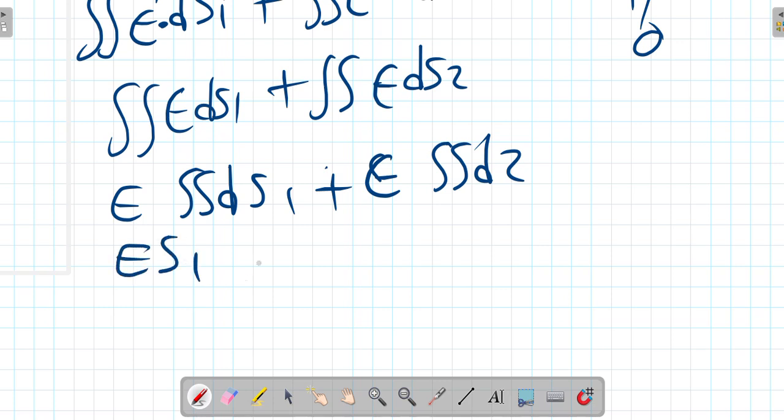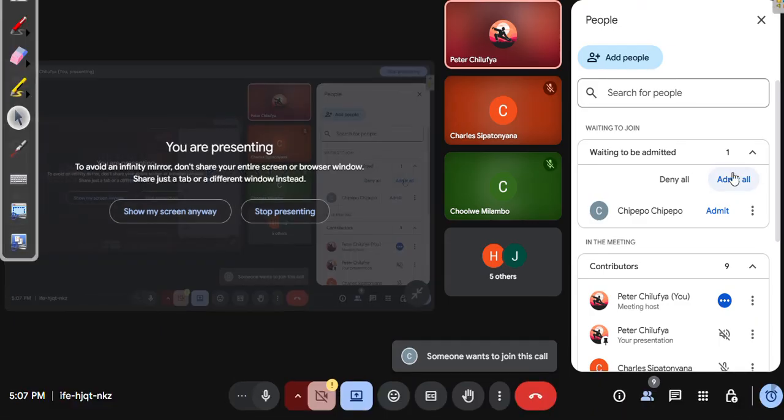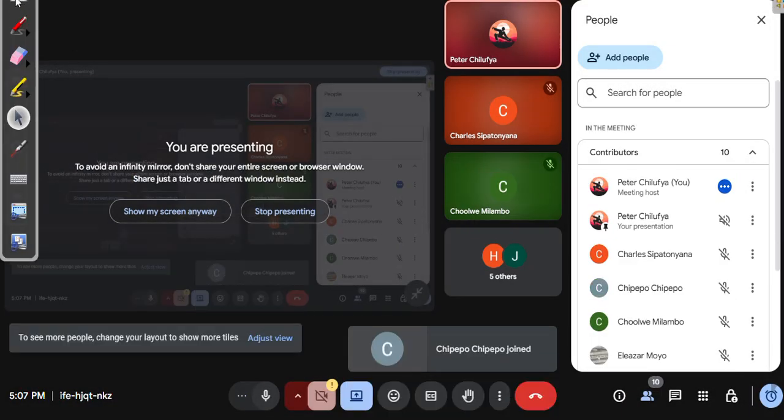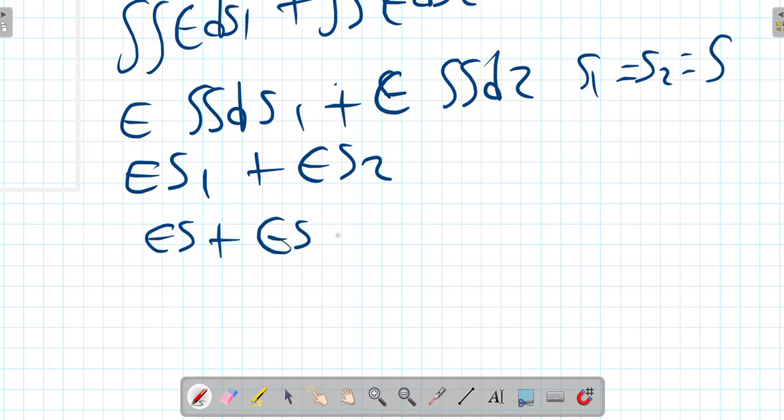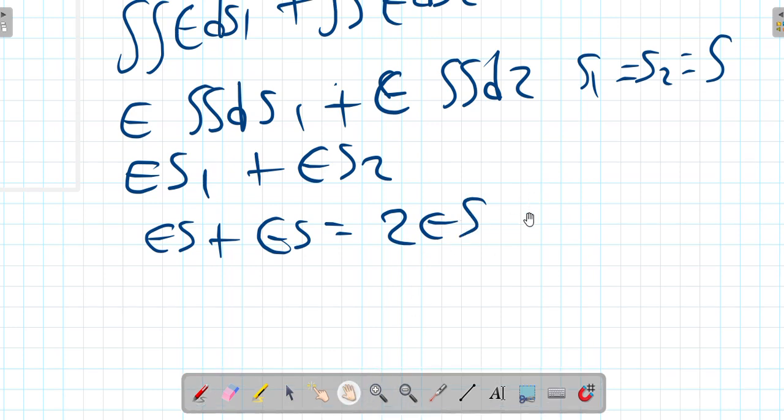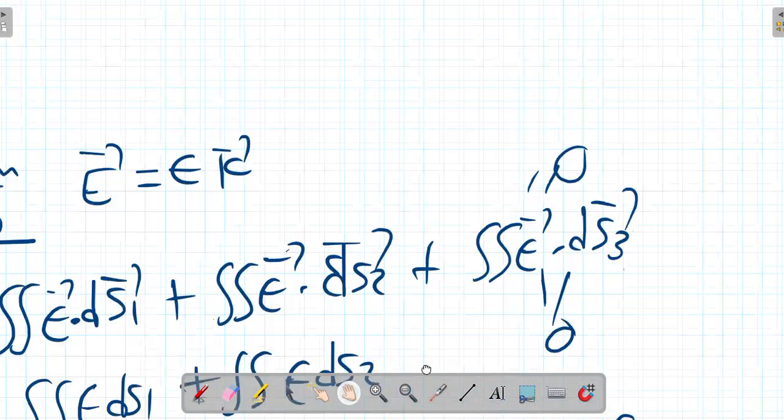So E S1 plus E S2. Now you know that S1 and S2 are equal. So S1 is equal to S2, which is equal to S. So here we're going to have ES plus ES, which is going to be 2ES when you add them. So this will be your left hand side of the theorem de Gauss.